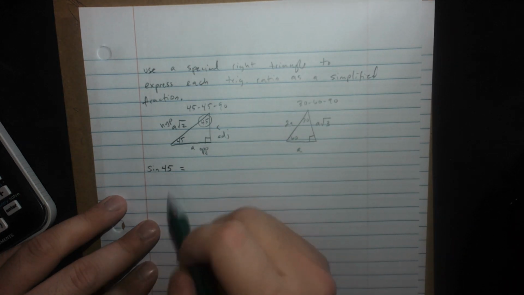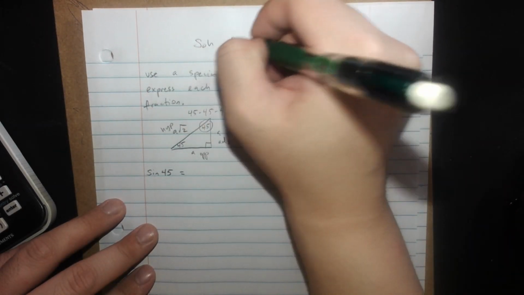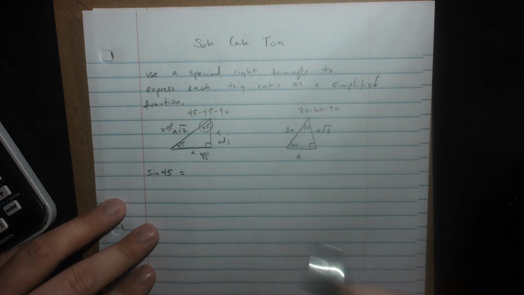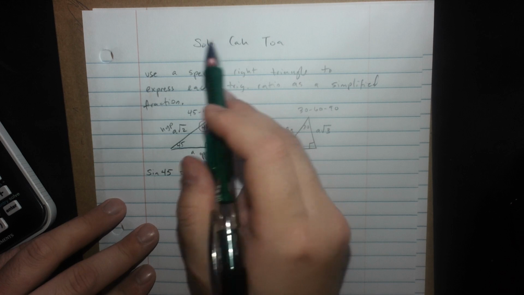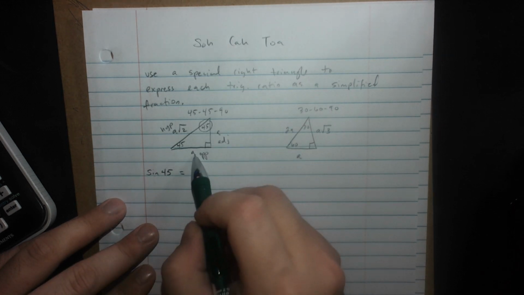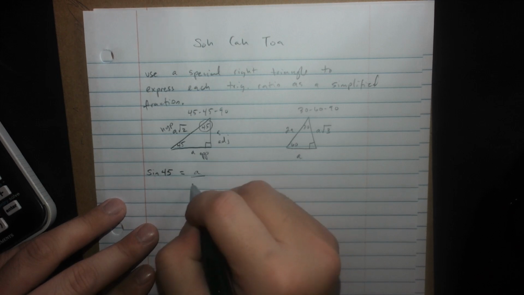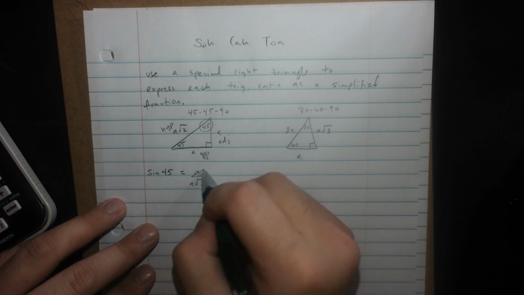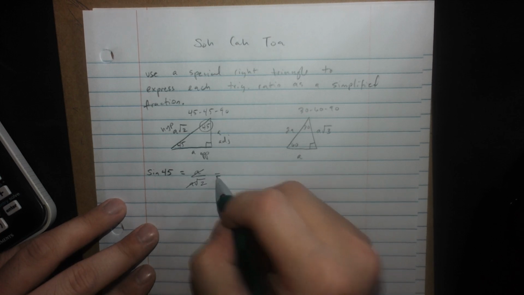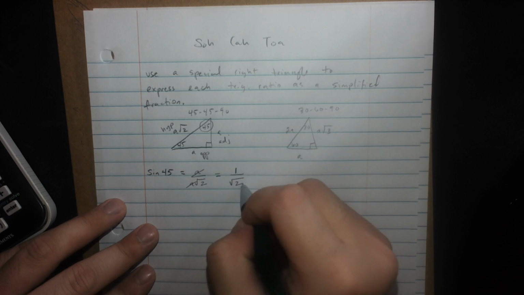So sine of 45, what is sine? Well, remember to always write SOHCAHTOA on your paper. So it's S for sine, and we're going to be using the opposite over the hypotenuse. So that's a divided by a root 2. And then I can go ahead and cancel the two a's here. So that's 1 divided by root 2.